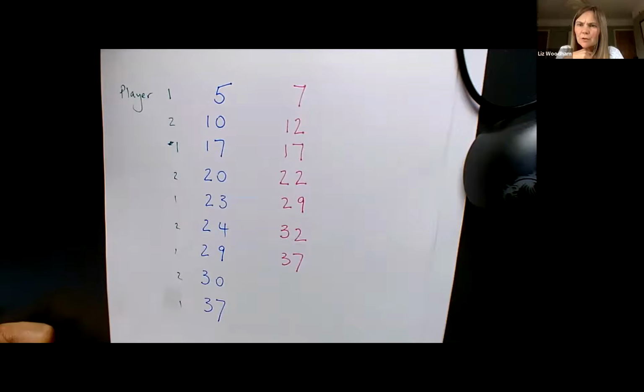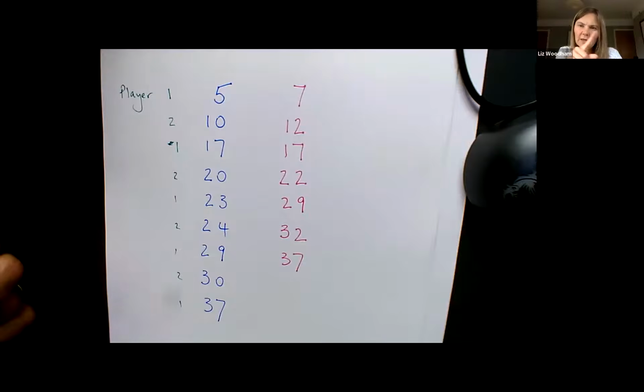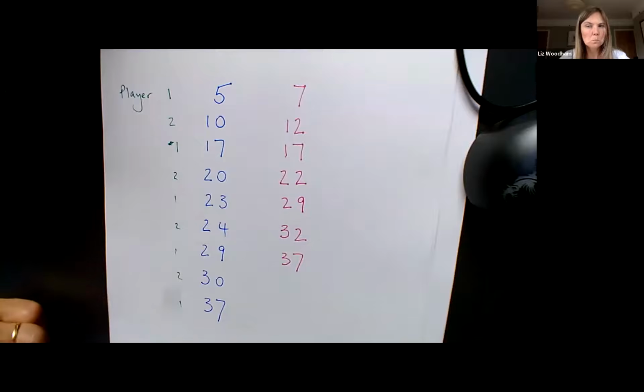Any other thoughts, those of you participating? Do you see any patterns that you notice, or anything about those number of turns that we took? Some really helpful comments coming up. The second person will always get to even numbers. I wonder why that is.